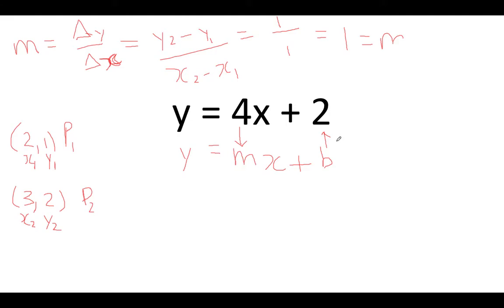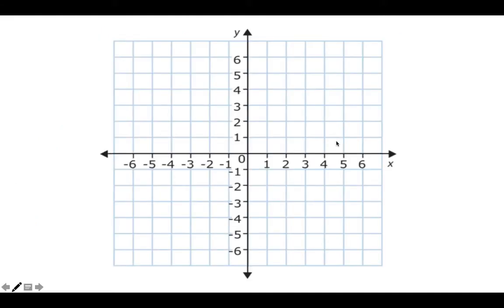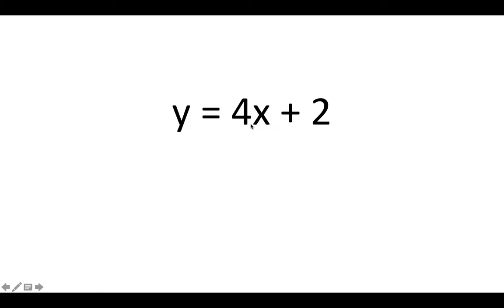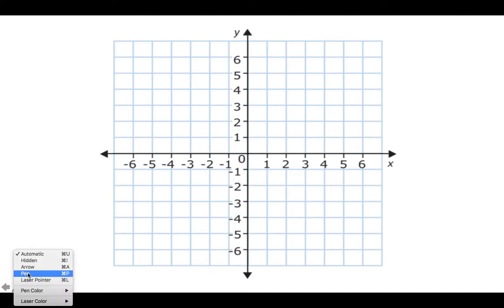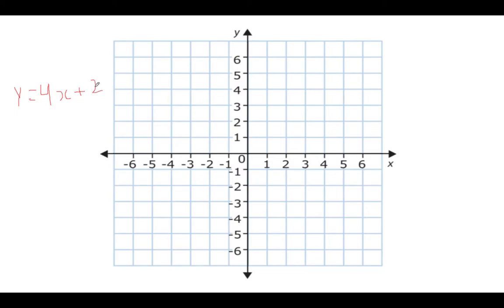So let's get on to the next slide, where we're just going to quickly graph this, and I'll show you how to graph this equation here, y equals 4x plus 2. So we have our Cartesian plane here. Let me just rewrite this again: y equals 4x plus 2. So we already know that our slope is going to be 4, and our y-intercept is 2.